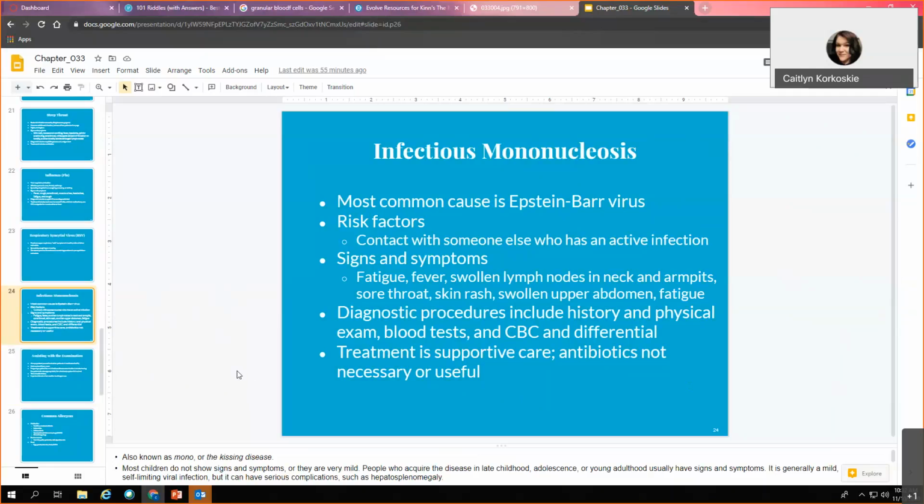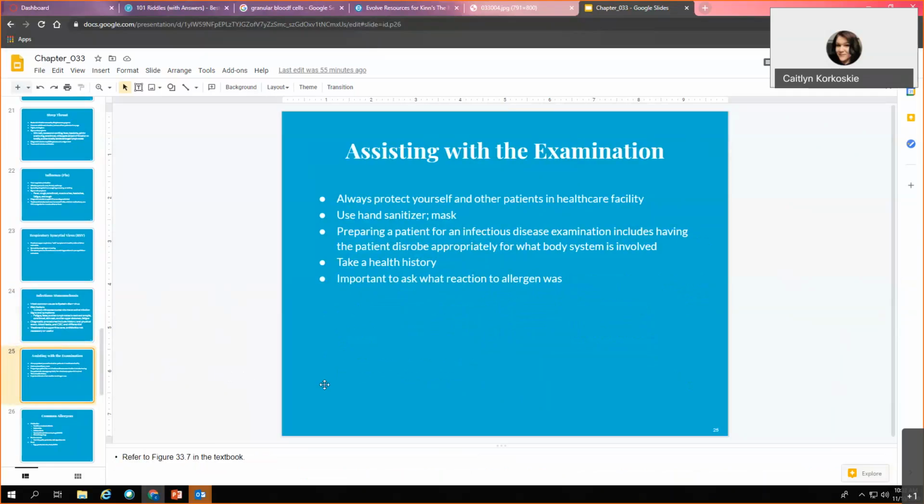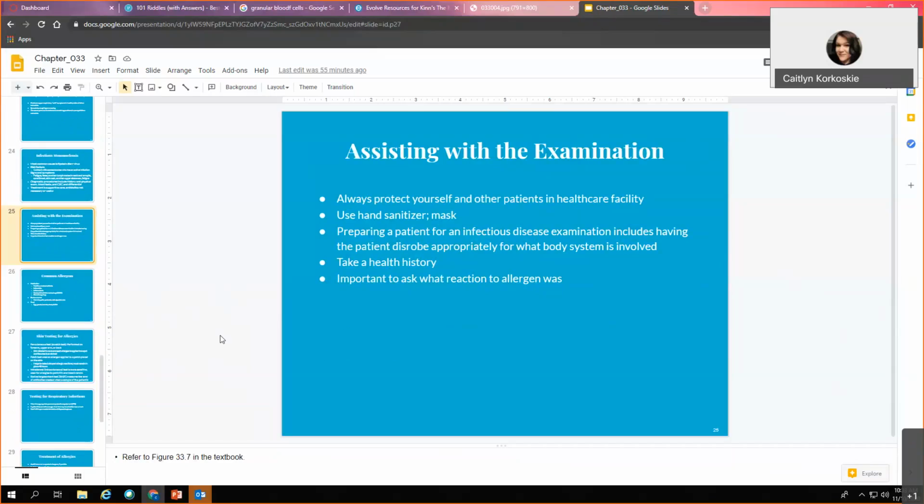Antibiotics are not really necessary or very useful. Treatment, it does take a while for them to get over this, but treatment usually is just lots of rest, and their body will usually fight it off itself. But it is highly contagious. They usually call it the kissing disease, especially for younger teenagers. It's pretty contagious, like if you share a drink with your friend. That's one of the most common ways that you get it.